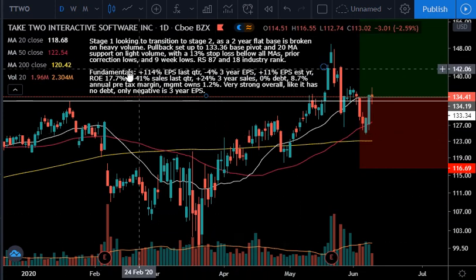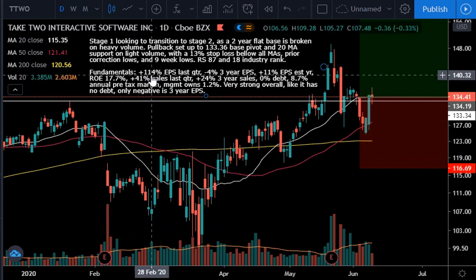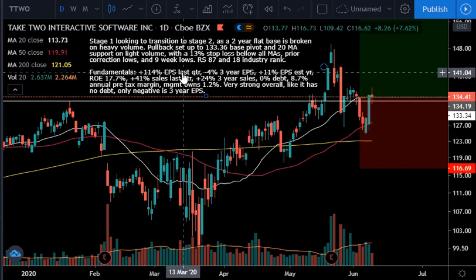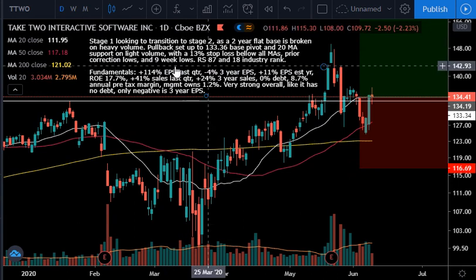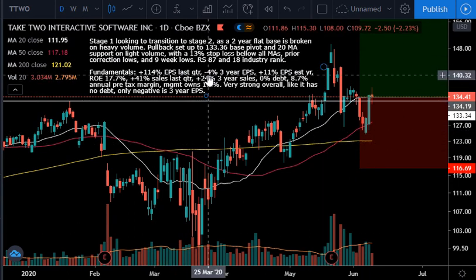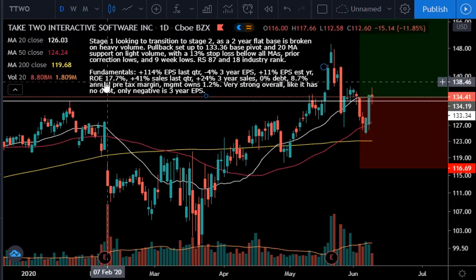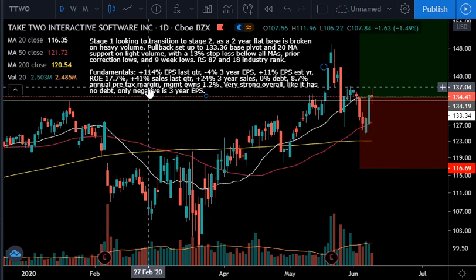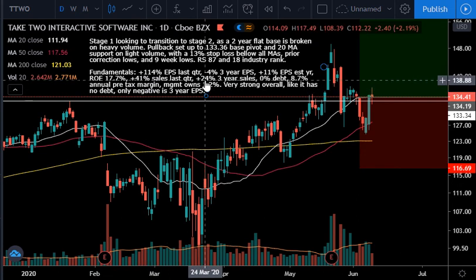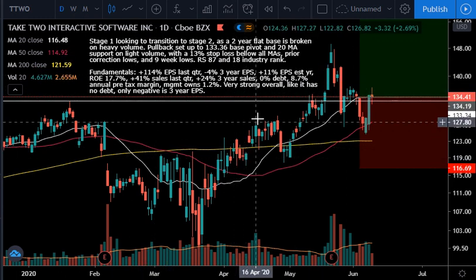And as I said, it reported very good fundamentals on May 20th with a 114% increase in EPS, earnings per share, with regard to the prior quarter a year before. It has minus 4% 3-year EPS, plus 11% EPS estimated for the year. Return on equity is 17.7%, plus 41% sales last quarter, plus 24% 3-year sales, 0% debt, 8.7% annual pre-tax margin. Management owns 1.2%.